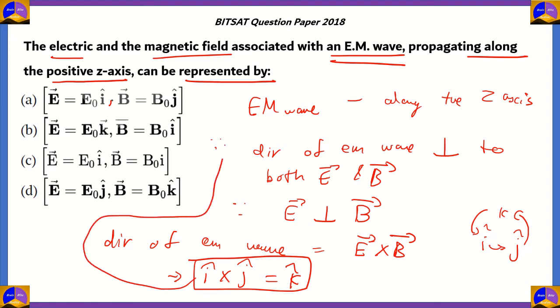So therefore the electric field has to be a vector along the x direction, and the magnetic field has to be a vector along the y direction. So therefore option A is the correct option.